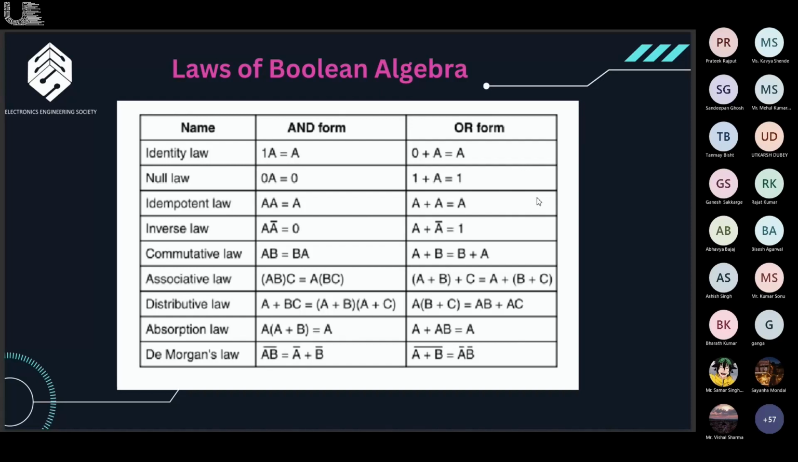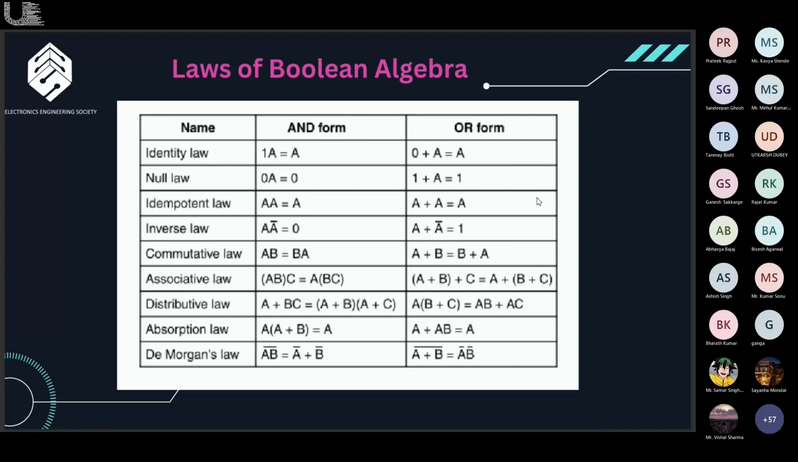It is fairly easy to conclude: any Boolean variable can only have two possibilities, either 0 or 1. If A is 0, then 0 into 0 would be 0, which is A itself. And if A is 1, then 1 into 1 would be 1, which is A itself. Similarly, we can deduce it for A plus A. And then we have the inverse law, which is easy to conclude. If A is 1, then A complement would be 0, then 1 into 0 would be 0. Similarly, 1 plus 0 is 1.